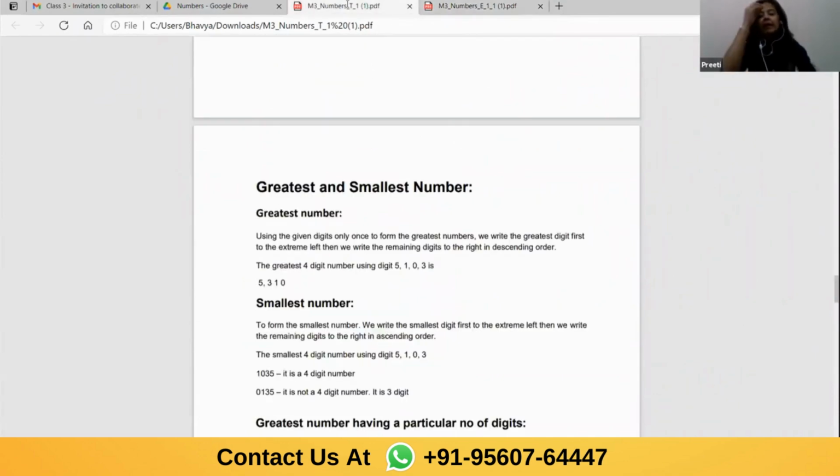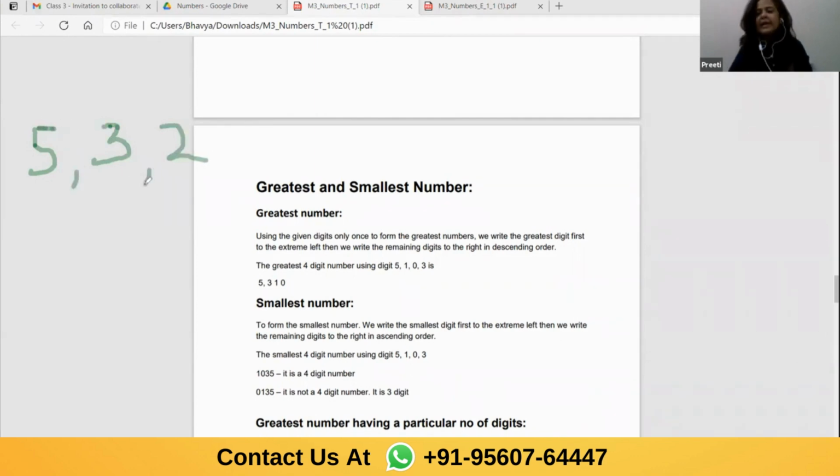Okay. Now children, let's take an example. I'm going to write something here. I have these 3 digits with me, 5, 3 and 2. These are all separate digits.